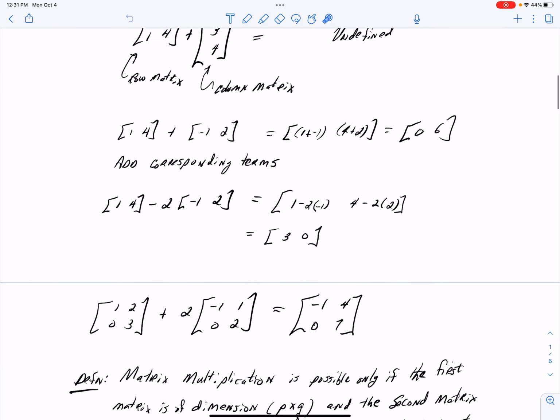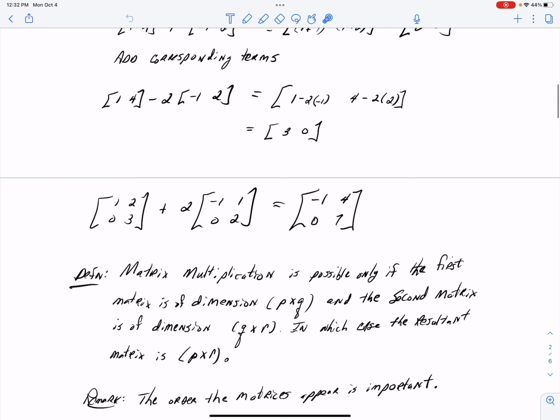But if I take the row matrix 1, 4 and add the row matrix minus 1, 2, they both have one row, 2 columns. I can add those. How do I do that? And the answer is you add them term-wise. So it's going to be 1 add a minus 1 and a 4 add a 2. So I end up with another row matrix, 0, 6.